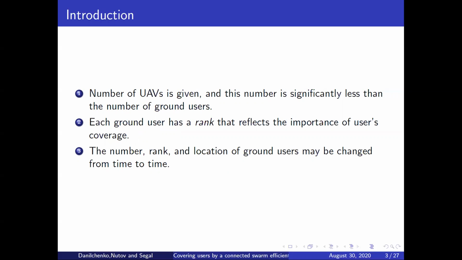In the current work, we consider a more realistic scenario. We focus on the situation where the number of drones is given, and this number is less than the number of ground users. This assumption is reasonable in emergency cases or battlefields where the number of ground users, for example soldiers or firefighters, is more than the number of drones. Additionally, we assume that ground users have a rank. For example, on the battlefield, it is more critical to provide wireless coverage to the commanding officer than the regular soldier.